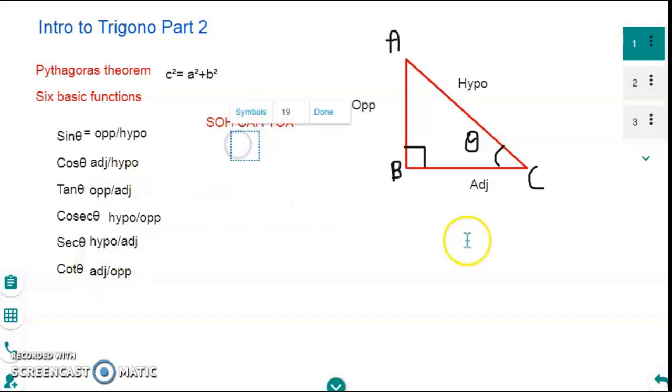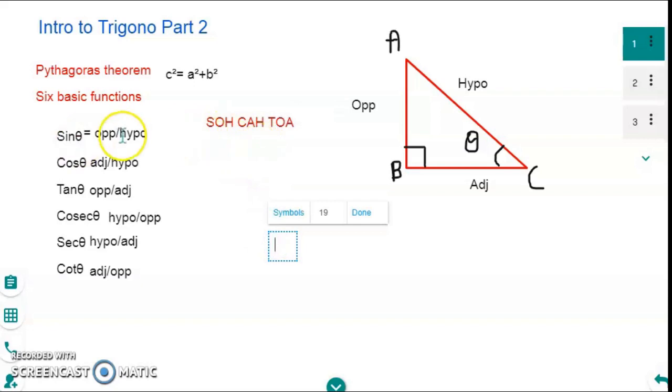And again, this is the diagram we can use to calculate all these values. So sin is opposite over hypotenuse. Based on this mnemonic, you can remember it. Cos is adjacent over hypo. Tan is opposite over adjacent. And then the remaining three: cosec, the inverse of sin, is hypo over opposite. Sec, the inverse of cos, is hypo over adjacent, and cot, the inverse of tan, is adjacent over opposite.